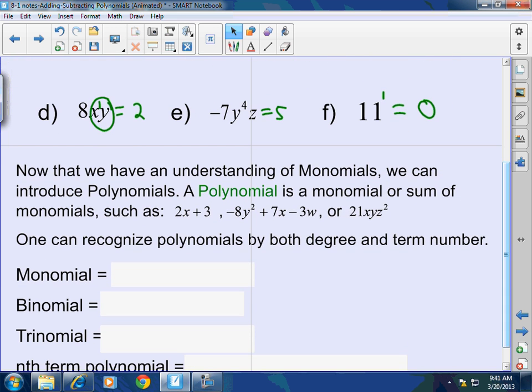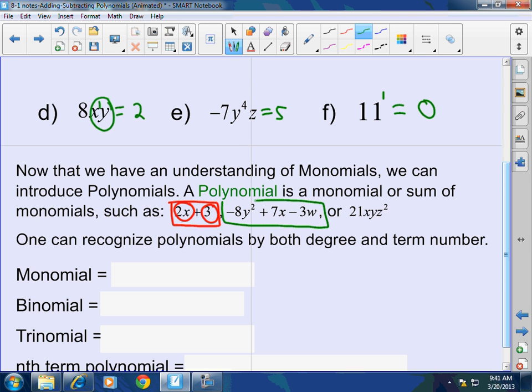Now that we have an understanding of monomials, we can now introduce polynomials. A polynomial is basically a monomial or sum of monomials. For example, 2x plus 3. That is the sum of 2 terms. You have 2x, which is a monomial. You have 3, which is a monomial. And they're being added together. So that's a polynomial. Next, you have negative 8y squared plus 7x minus 3w.